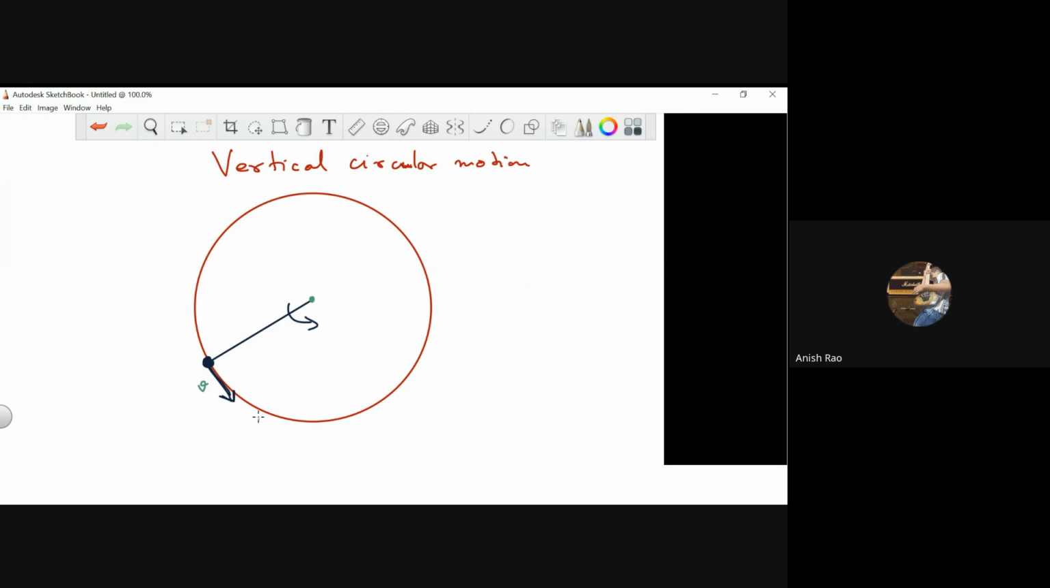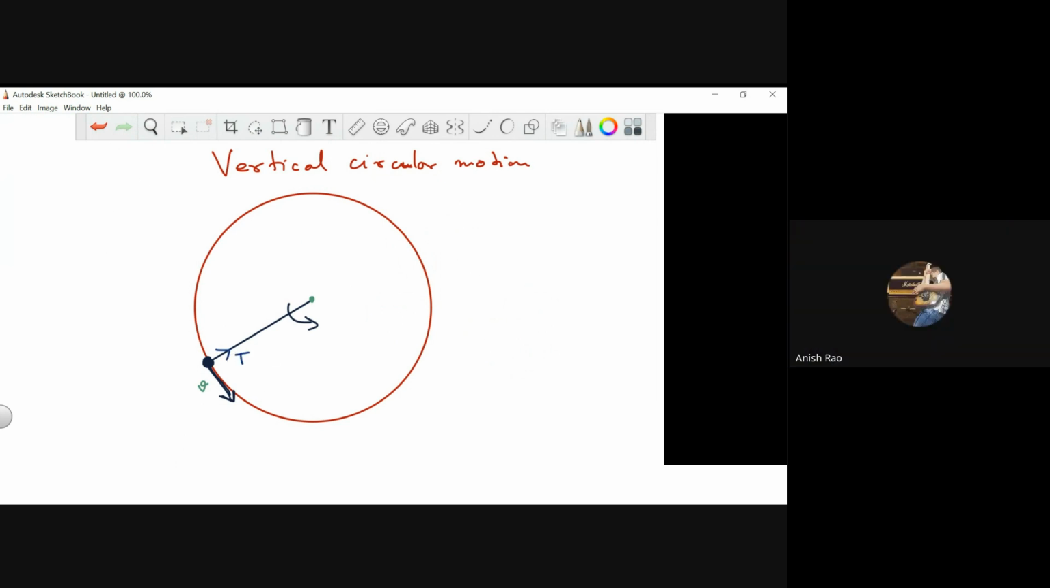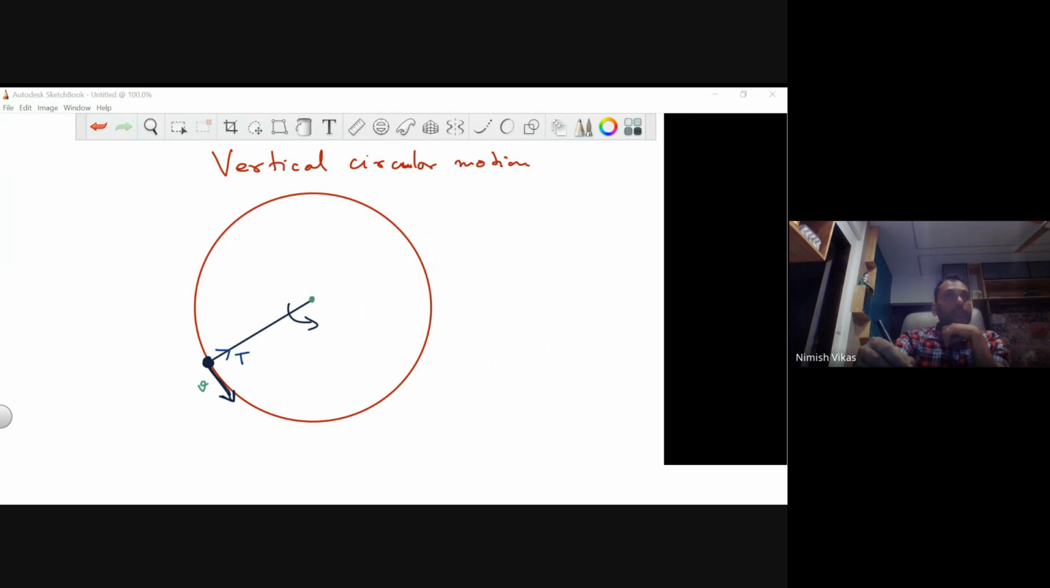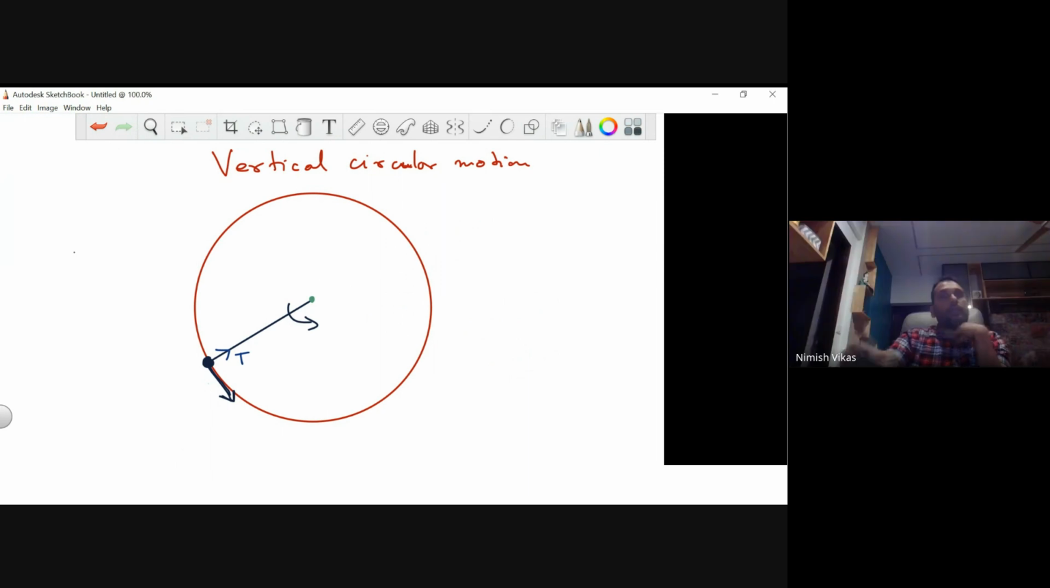Tension. Are you sure? That's it? Sir, mg. Full mg? No, sir, the component along the tension. Yeah, that is what is being explored fully over here. We will see what the forces are. One is tension, and nobody is stopping the weight. Mg is there. So the centripetal force must be equal to the net force along this line.